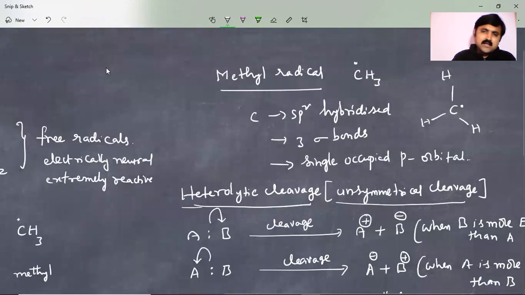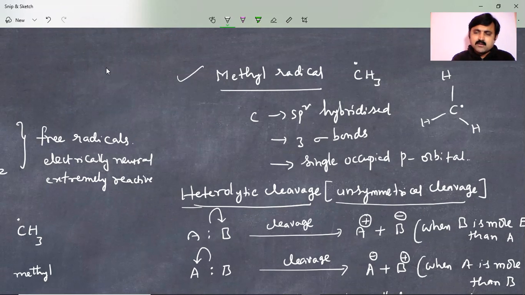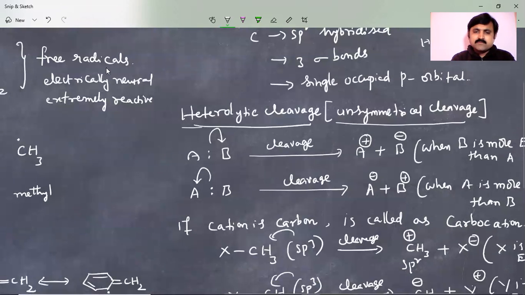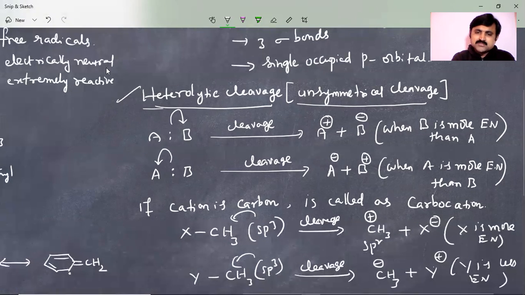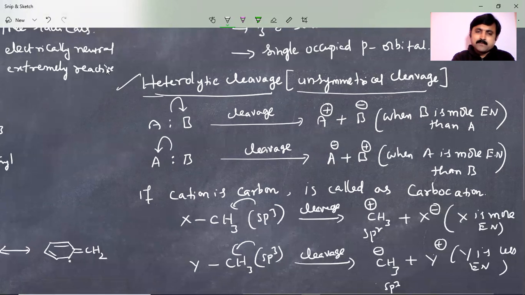Then we went on with methyl free radicals, with a small piece of information regarding their structure and hybridization, and I showed where the unshared electron is present in the methyl free radical. After that, we discussed heterolytic cleavage. It is unsymmetrical cleavage, as we have told, where the bond pair of electrons is not equally distributed but is completely moved towards one atom, which is assumed to be the more electronegative atom. That was taken with two illustrations, A and B types.